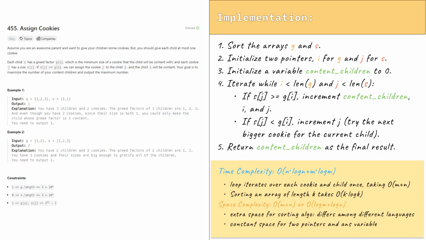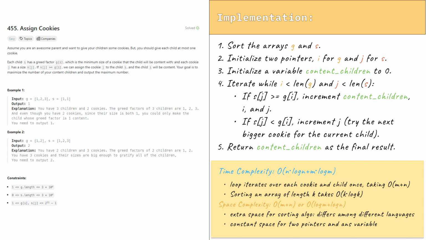Now we will walk through our solution. First, we sort our lists in ascending order. Then, we initialize 2 pointers and use them as the indexes to locate the current child and the current cookie of each iteration. We then apply our greedy methodology. If the current cookie can satisfy the current child, we assign this cookie to this child and thus increment the number of content children by 1.